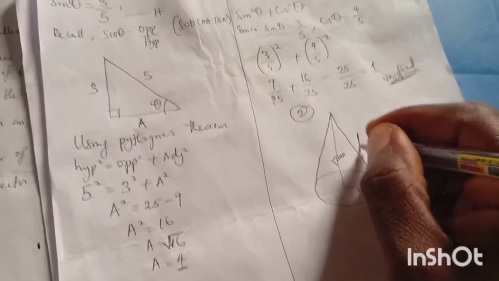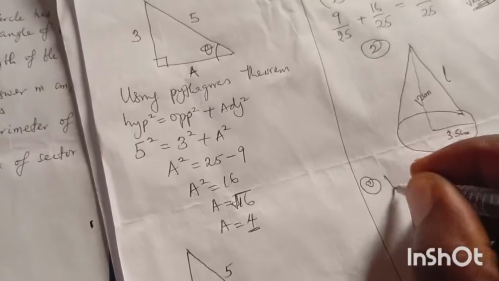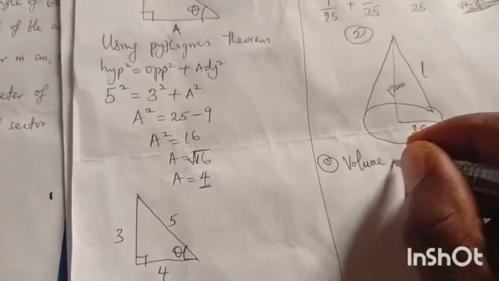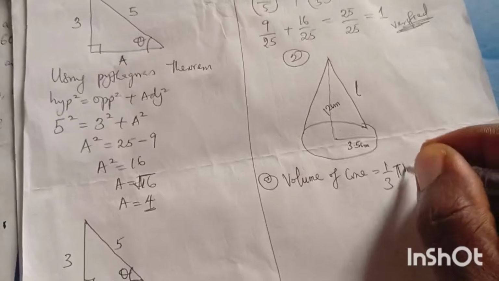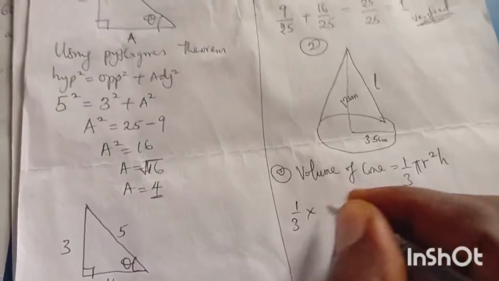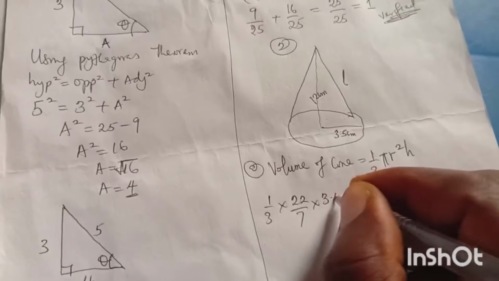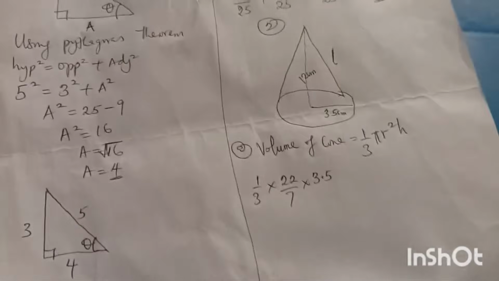Right, I don't have the slant, no L yet. The first question said I should find the volume. You can see: find the volume of cone. That is question A. Volume of cone anywhere in the world. Remember, cone is 1/3 of cylinder. So definitely volume of cone will be 1/3 of the volume of cylinder: 1/3 pi r squared h. We move forward. 1/3. My pi is 22/7. My radius is 3.5, which must be squared.